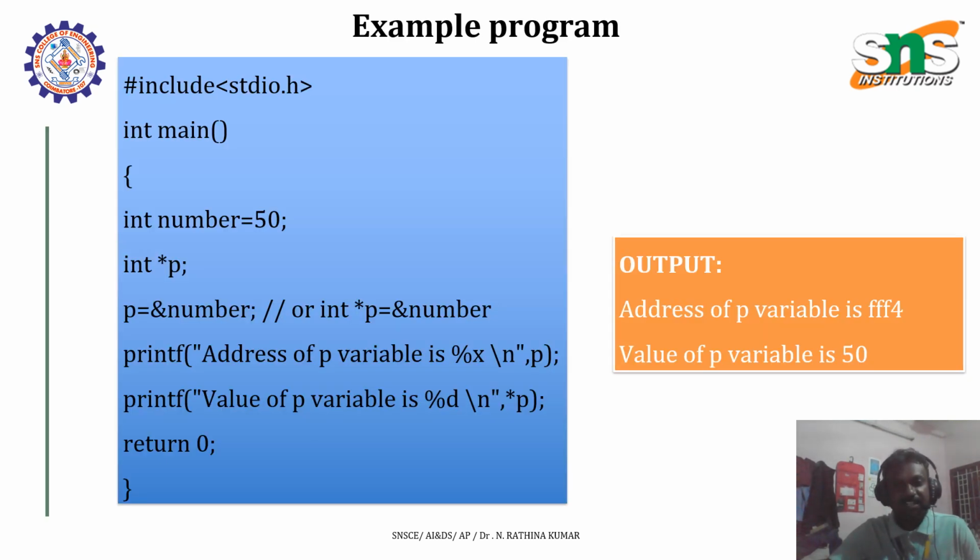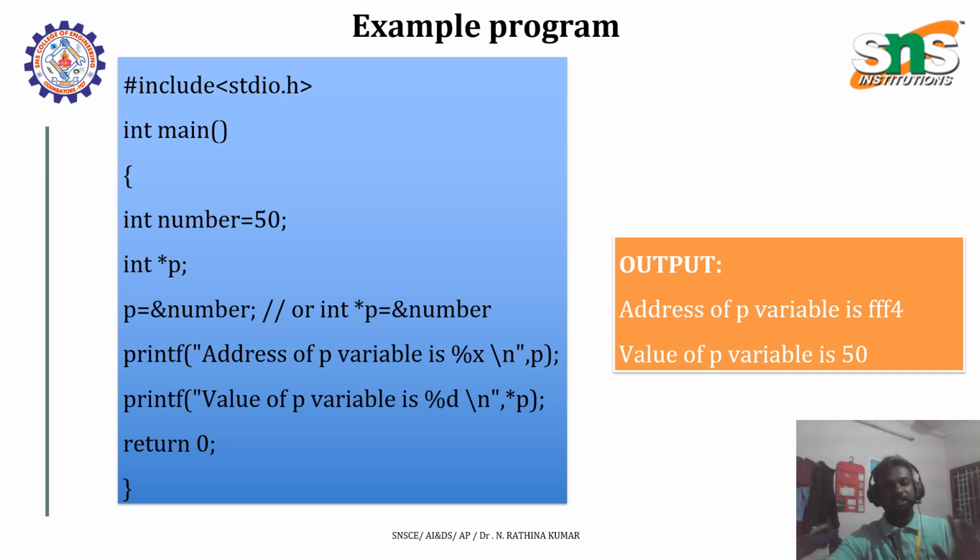In our next slide, this is a very simple, fundamental program. What is the use of pointer? See the first line, it is a header file. Below that, inside the main function, we declared two variables. One is named number, and the value 50 is assigned to that variable. The second variable we declared is p, which is called a pointer variable. The next line stores the address of number in p.